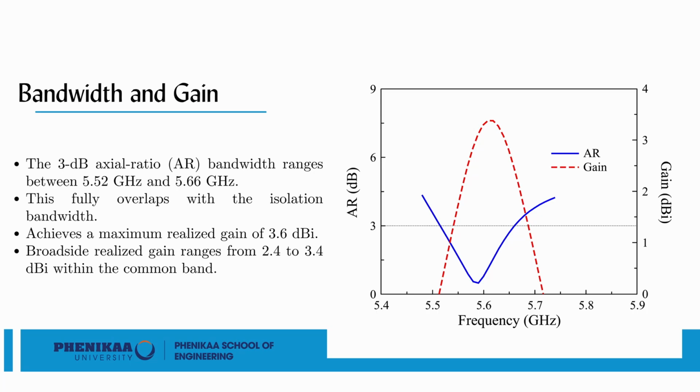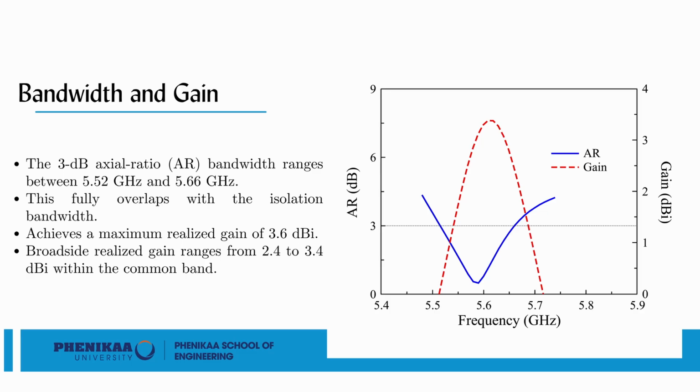For circular polarization to be considered pure, the axial ratio must remain below 3 decibels. Our simulations confirm that the 3 decibel axial ratio bandwidth spans from 5.52 to 5.66 GHz. Crucially, this span completely overlaps with the isolation bandwidth we just reviewed, ensuring a stable common operating band.